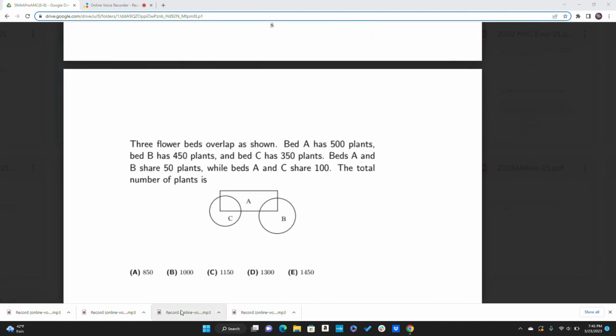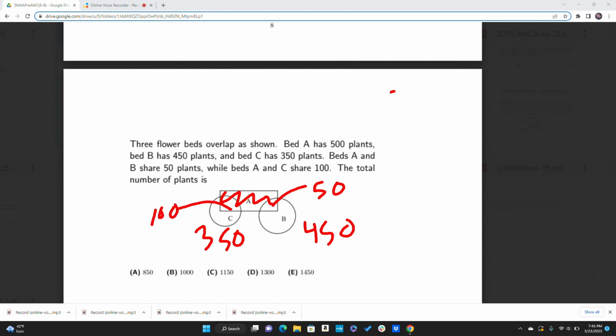Okay? Here we've got 3 flower beds. Let's draw this out. A has 500, right? So there's 500 in all of this area, right? B has 450, C has 350. A and B, so this little intersection, that shares 50 plants. A and C share 100, so that's 100. And we want to find the total number of plants.